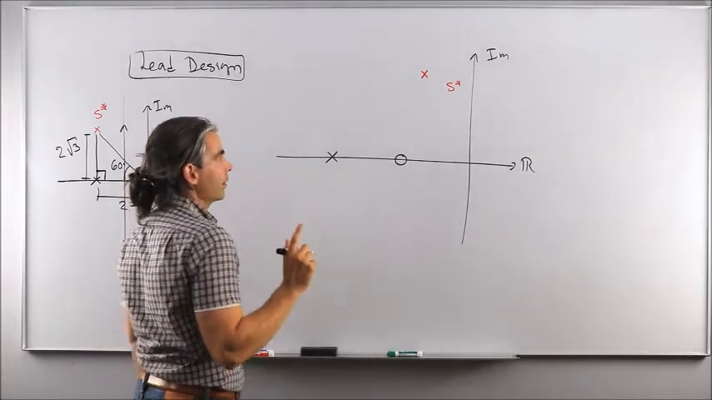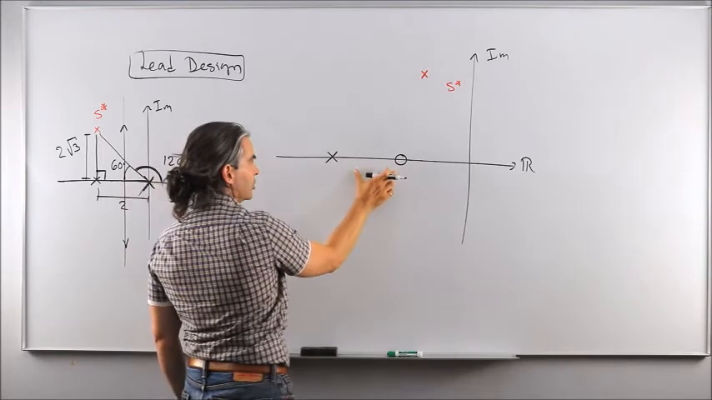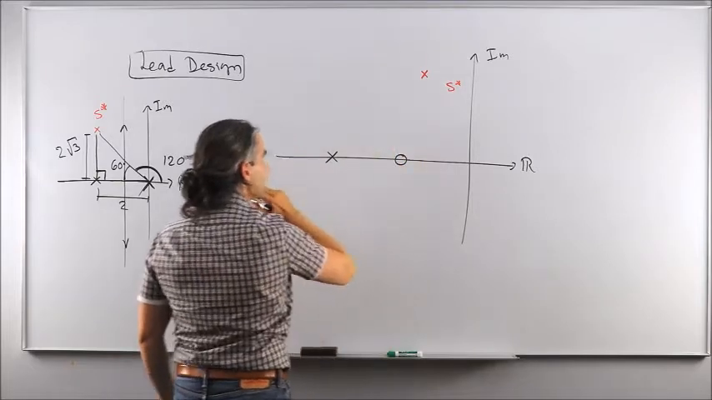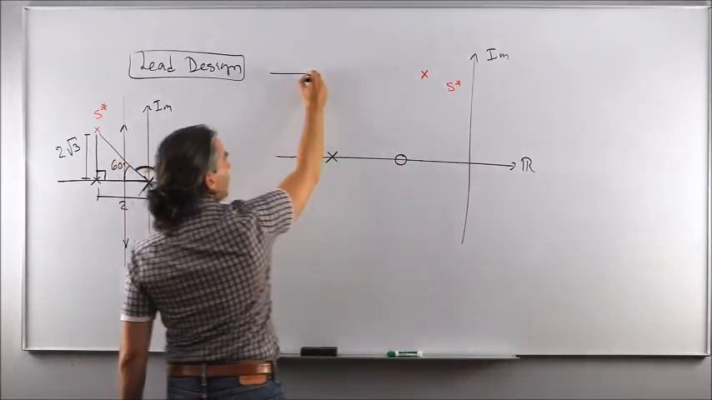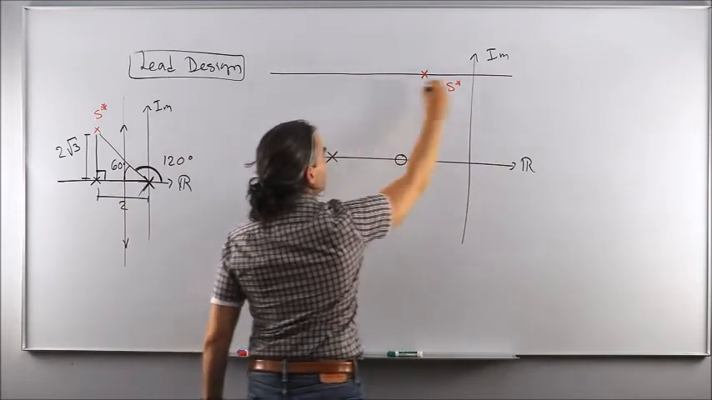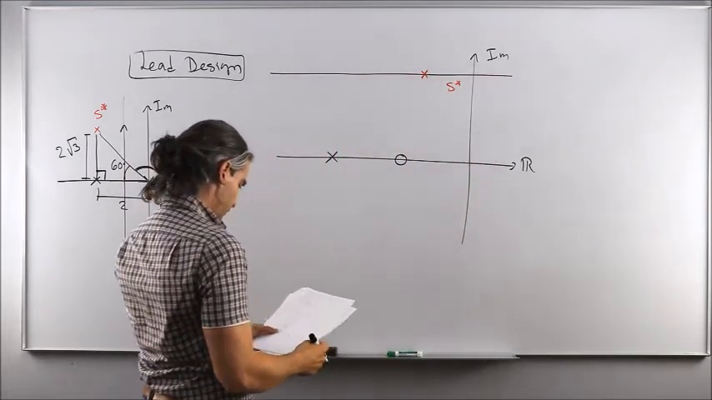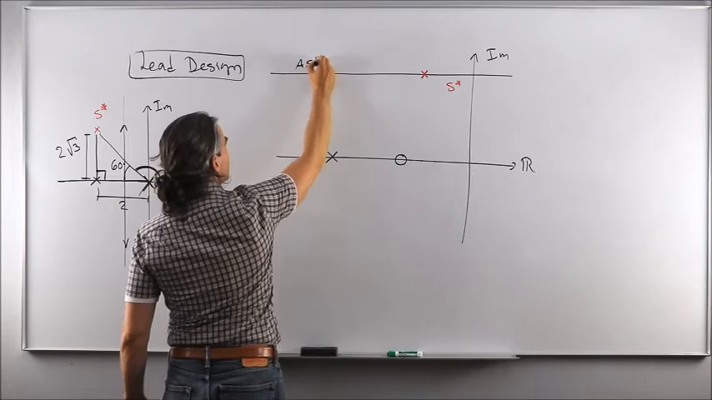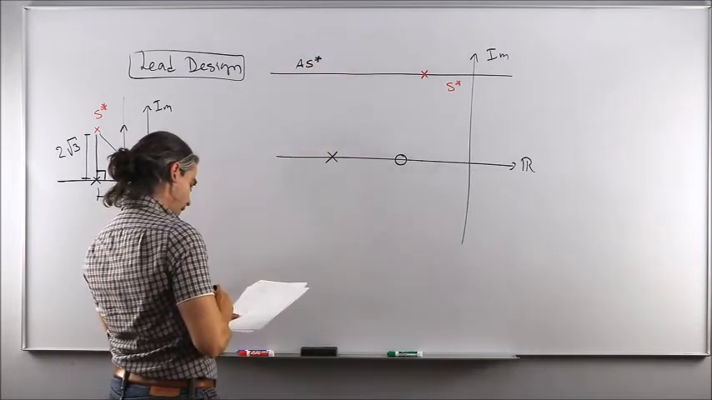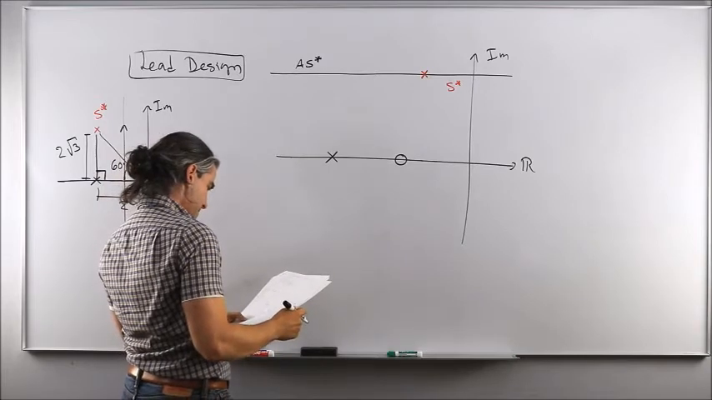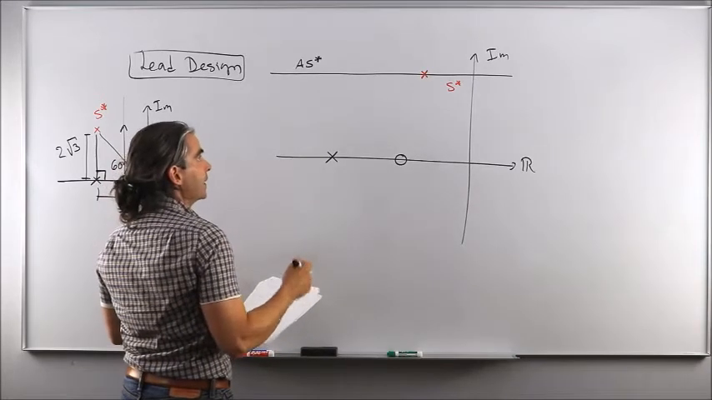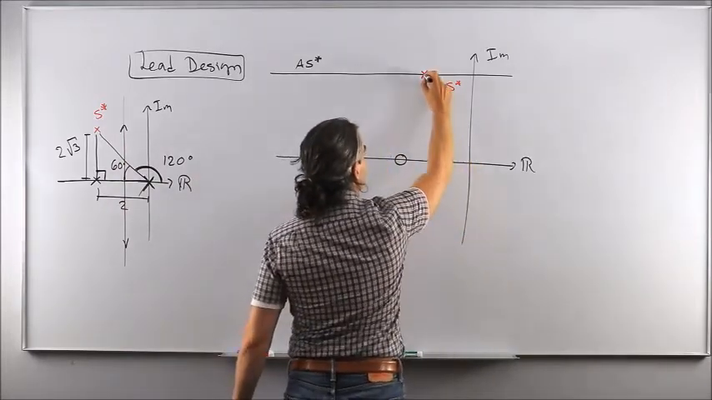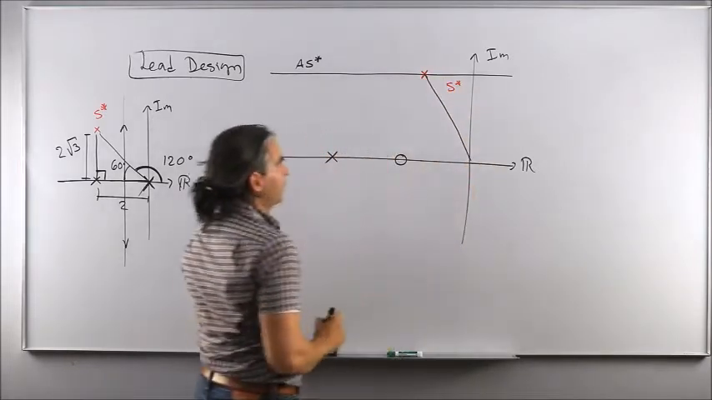So step one, the technique to figure out the exact positions of those such that their net phase evaluated with respect to S star gives me 30 degrees is the following. So you draw a parallel line to the real axis that goes through S star. I'm going to call this line A S star. Okay. And then in the second step, I'm going to draw a line from S star right back to the origin of the complex plane.